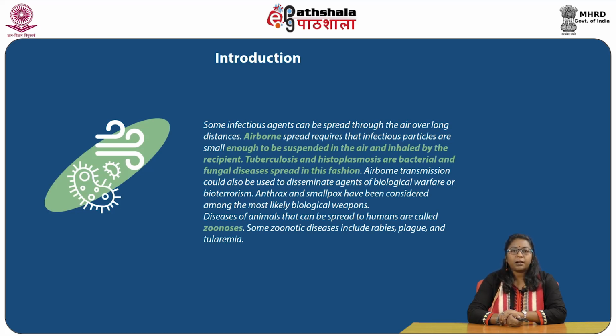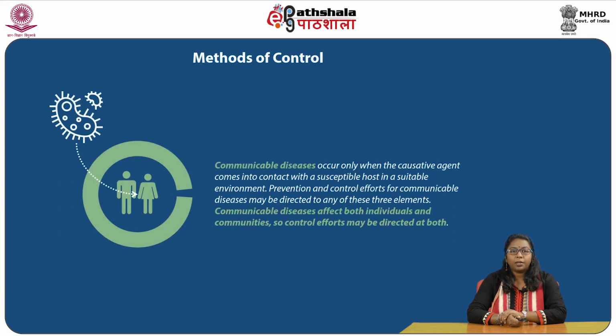Diseases of animals that can spread to humans are called zoonoses. Some zoonotic diseases include rabies, plague, and tularemia. Methods of control: communicable diseases occur only when the causative agent comes in contact with a susceptible host in a suitable environment. Prevention and control efforts for communicable diseases may be directed to any of these three elements. Communicable diseases affect both individuals and communities, so control efforts may be directed at both.